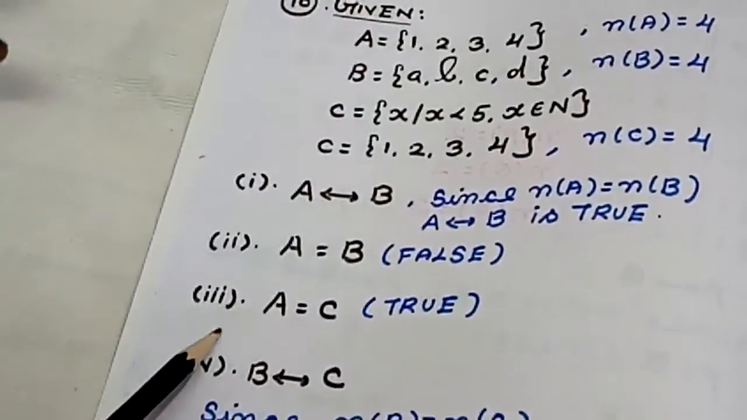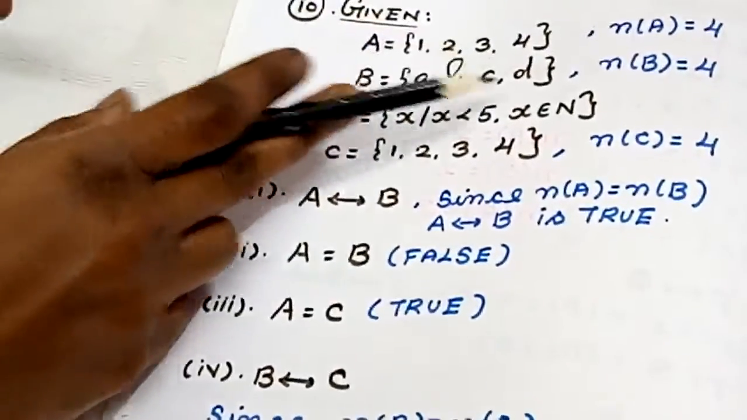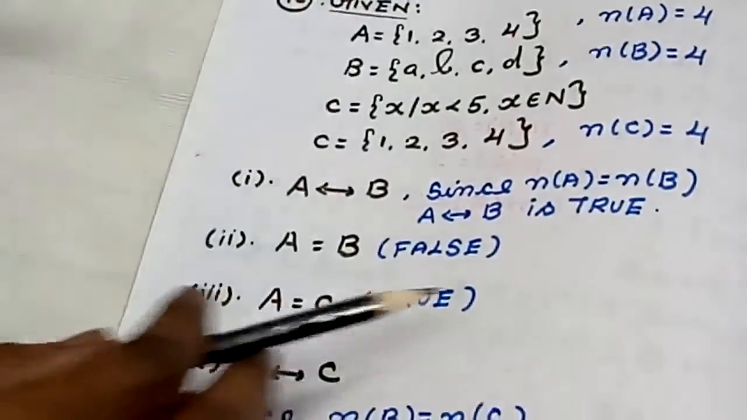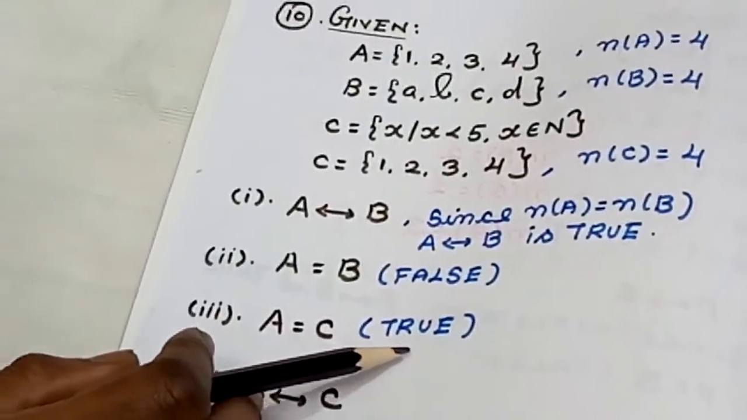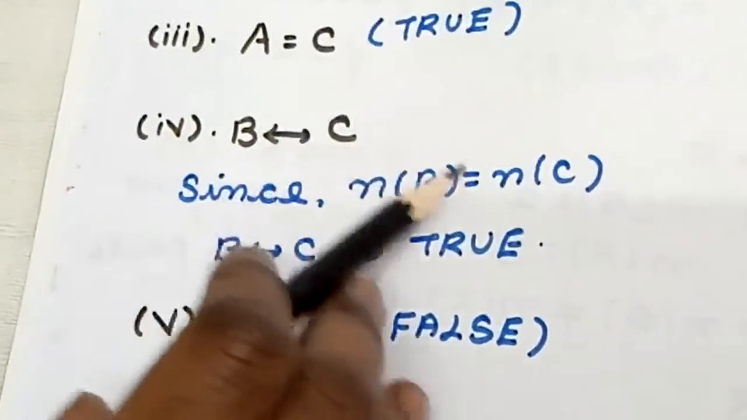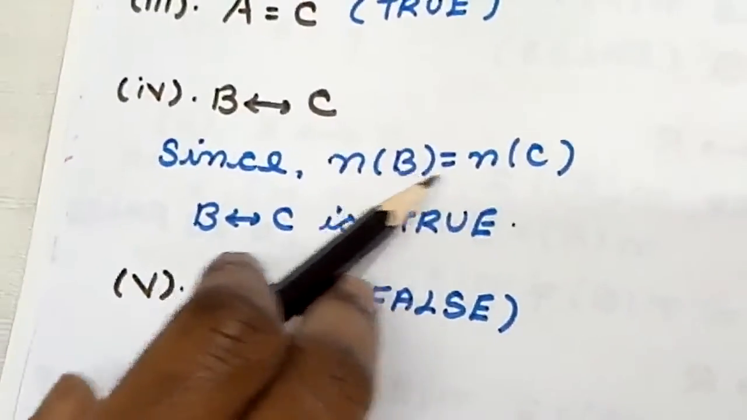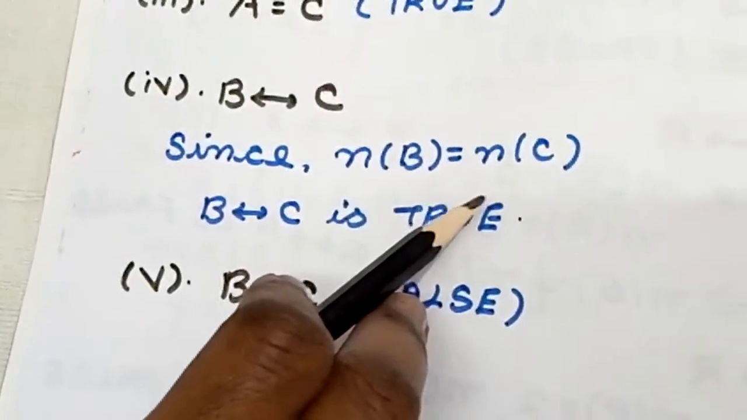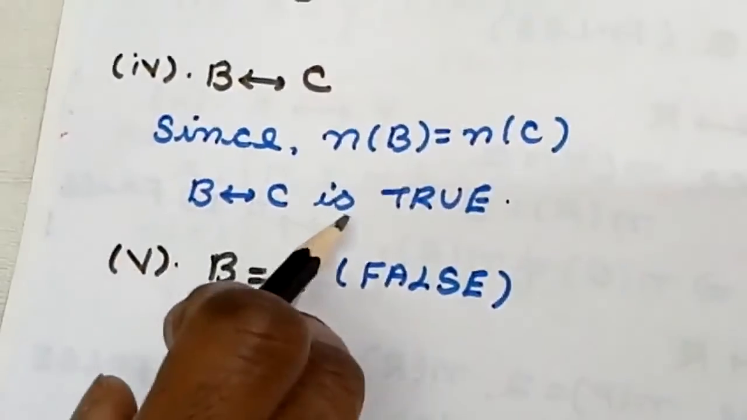Coming to the third one, A and C. A is 1, 2, 3, 4 and C is also 1, 2, 3, 4. So A equal to C is true because we are having exactly the same elements present in A as well as C. B equivalent C: here n of B is equal to n of C, that is the number of elements in B and C is equal to 4. So B equivalent C is true.